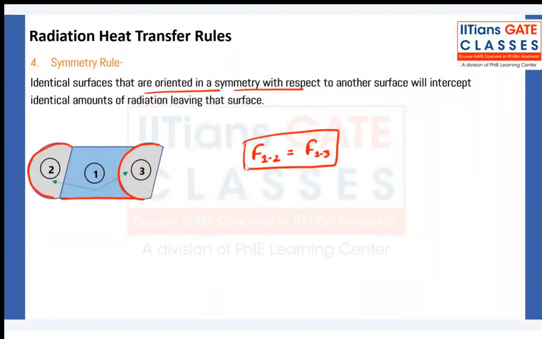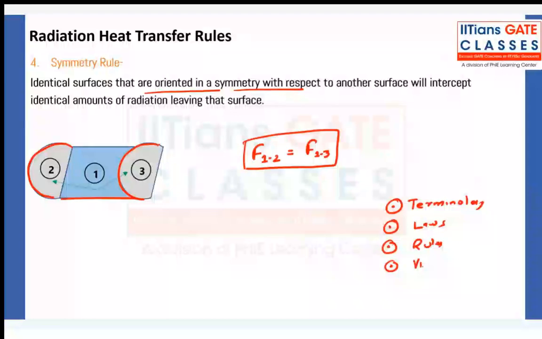Very nice. So up to now we have covered 3 parts. What are the 3 parts? Terminology, radiation heat transfer laws, and fourth is rules. Now let us come to view factor, the main concept. Although these rules are very, very important to calculate view factor. And then we will go to numericals, the last portion.